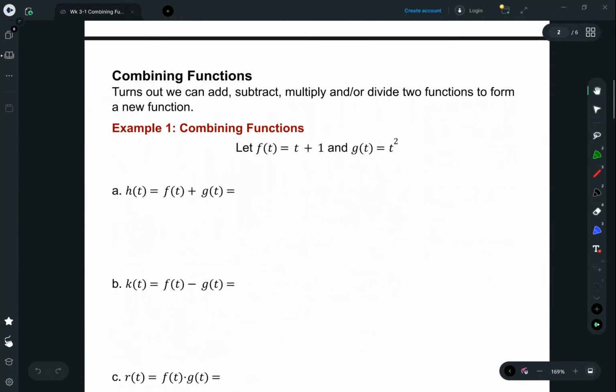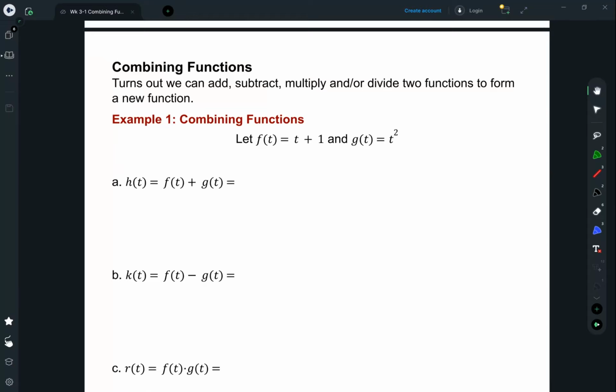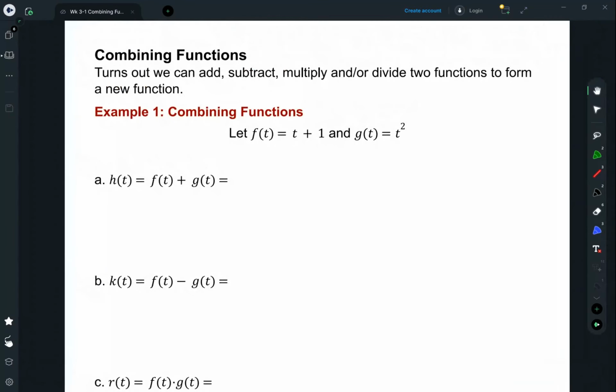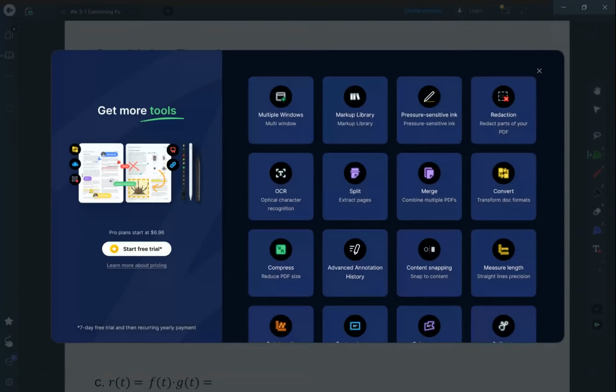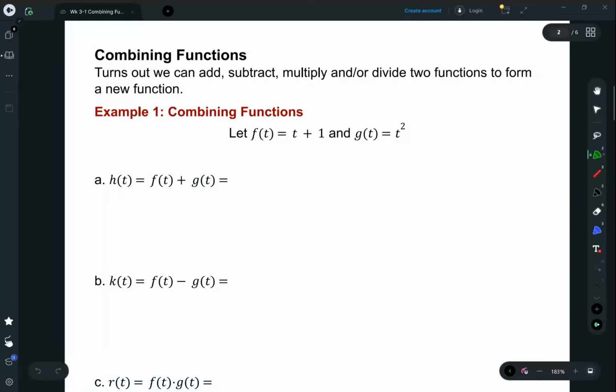All right, the first way we're going to combine functions is to use the regular arithmetic that we are all familiar with. So we can add, subtract, multiply, and divide functions to get a new function. Okay, so let's look at an example. Let's say our first function, f of t, is t plus 1, and our second function, g of t, is equal to t squared. So we're going to make new functions by adding, subtracting, multiplying, and dividing these.